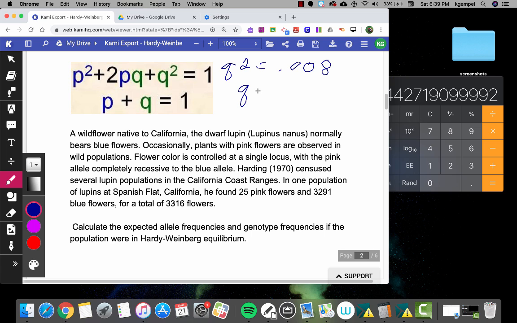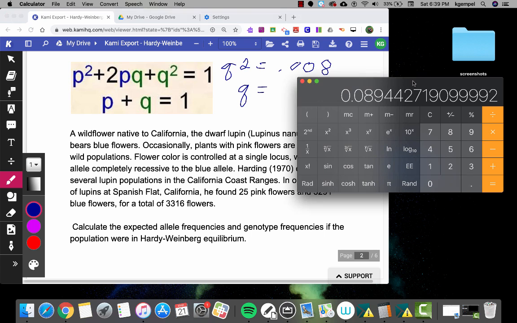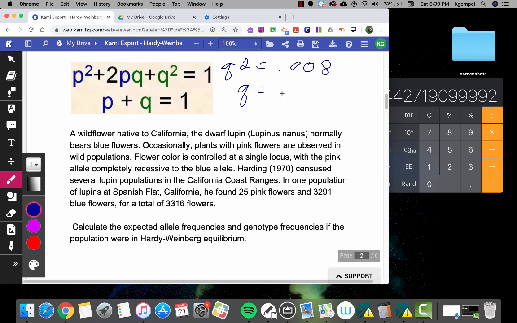Q, let's rewrite it again. Q is going to be equal to 0.09, and P is 1 minus 0.09, which is going to be equal to 0.91.